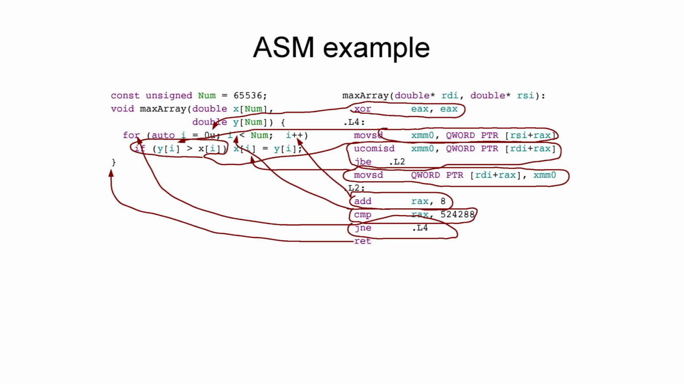This part then is the update, where, assuming that y of I was greater than x of I, we're just writing out that value of XMM0 into the address of x of I. And then we're skipping to the next element in the array.